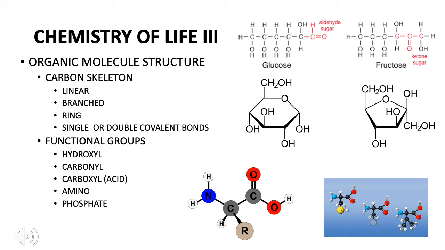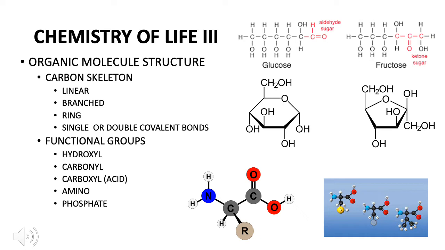Now, what we put on that carbon skeleton are functional groups. A functional group is a small arrangement of atoms that confers properties on the overall molecule. If you take a look at our sugar molecules up there, you'll see little OH groups, and those are hydroxyl groups.